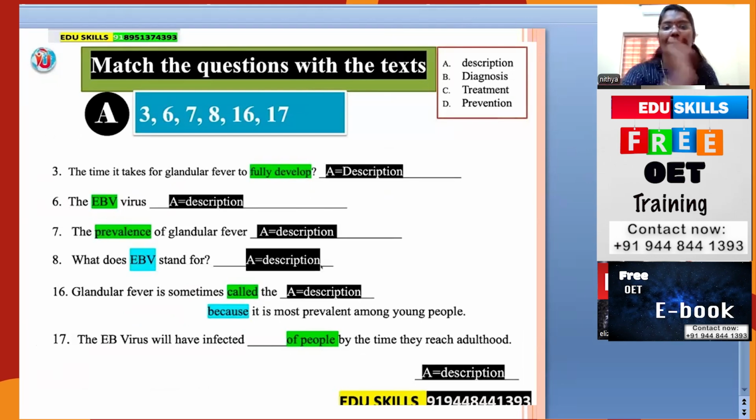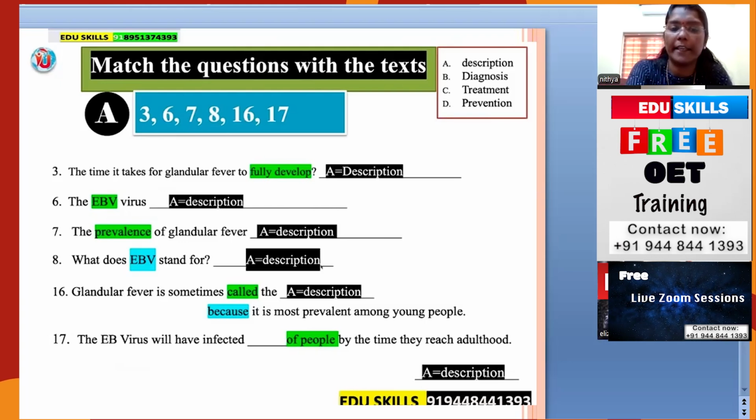Completed? Okay, let us discuss. Those who are not completed, no problem, try to complete in this session. According to the text-wise, question 3, 6, 7, 8, 16, 17 are the questions that come under text A. So just mark them and we are discussing these questions.